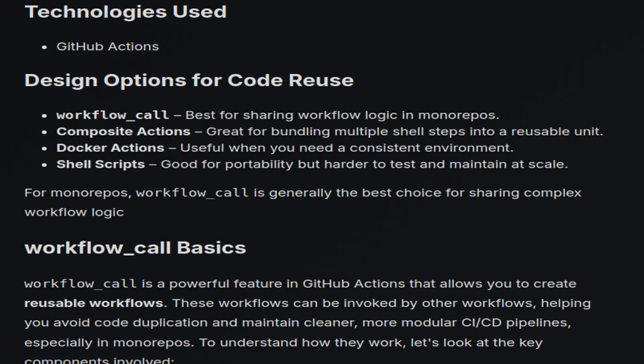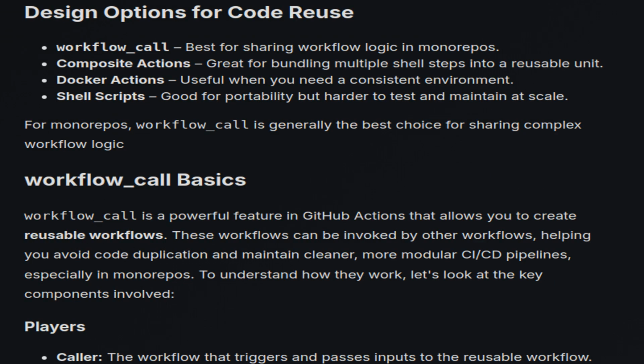This section lists the technologies employed in the project, highlighting GitHub Actions as the primary tool used for implementing CI/CD workflows and sharing functionality. Various design options for code reuse are discussed, with workflow call being the best for workflow logic sharing in monorepos, while composite actions and Docker actions serve alternative purposes. Shell scripts are mentioned for portability, but present maintenance challenges in larger projects.